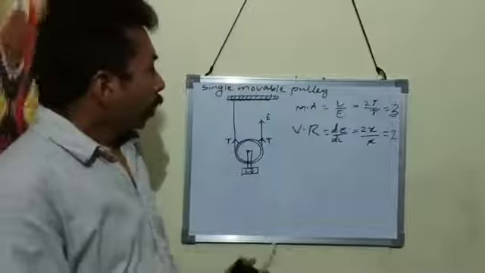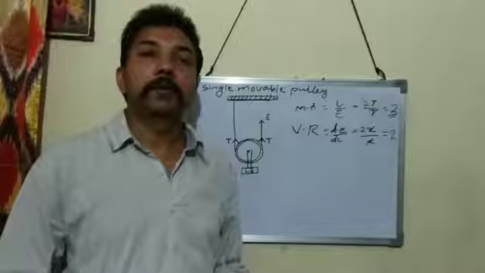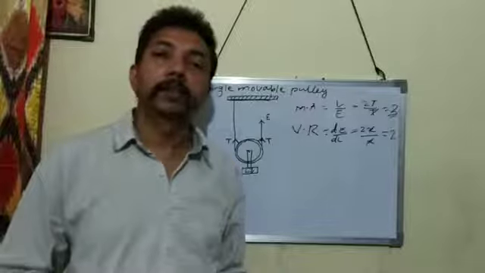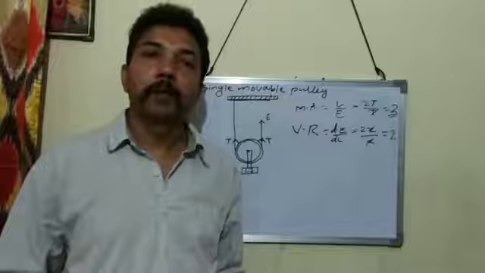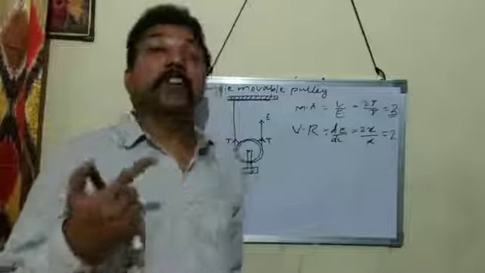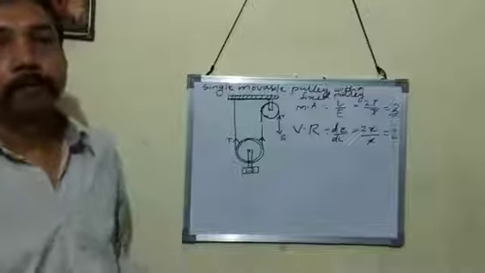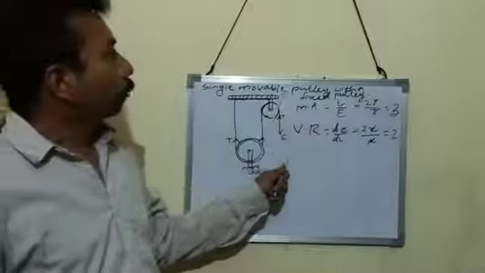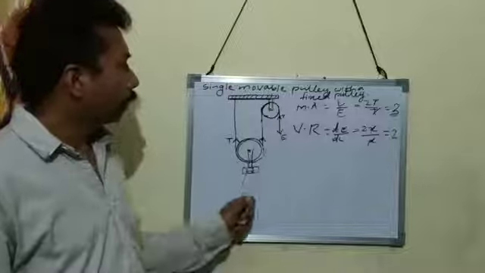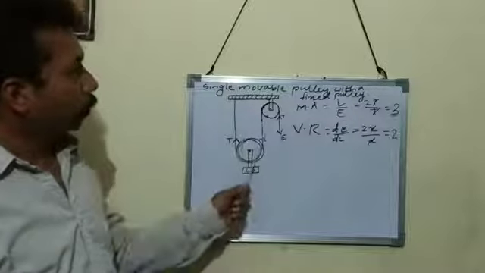Here there is a gain in force, but the disadvantage is that we have to apply the effort in the upward direction. This disadvantage can be overcome by connecting a fixed pulley along with this movable pulley. This is the diagram of a single movable pulley along with a fixed pulley. This pulley is movable and this pulley is fixed.